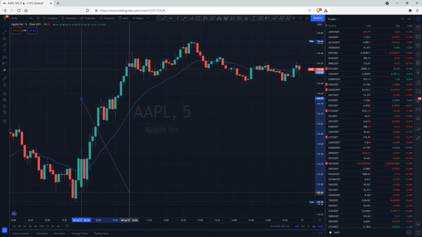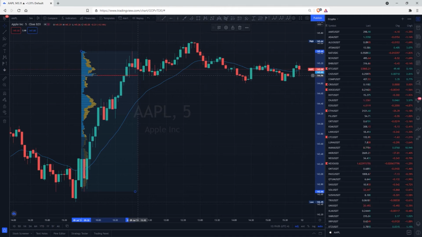So we'll keep this going further forward and pop it up to the highs, see if anything changes up there. And now we have another POC shift that's up at 144.96. Another potential area where traders are taking profit.